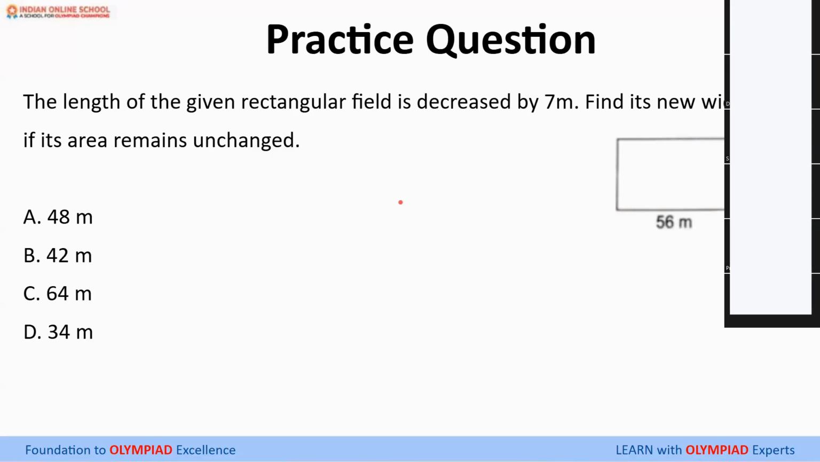Yes? Anybody with the answer? You won't get so much time thinking. 1 minute per question, remember? Ma'am, I have done. Okay, Karthik, what's your answer? Ma'am, B, 42. Okay. Anybody else with the answer? Hanisha, Shashwant, Siddhi.